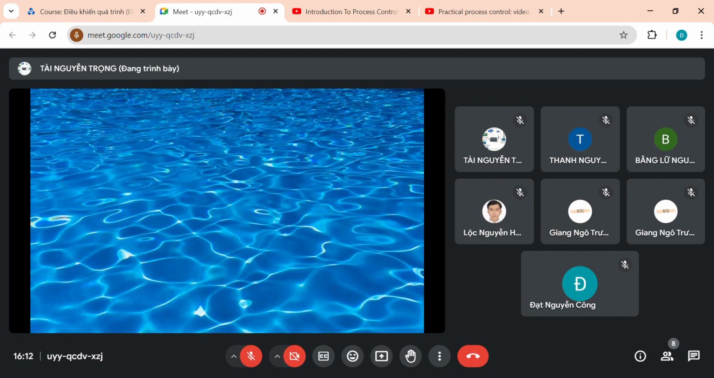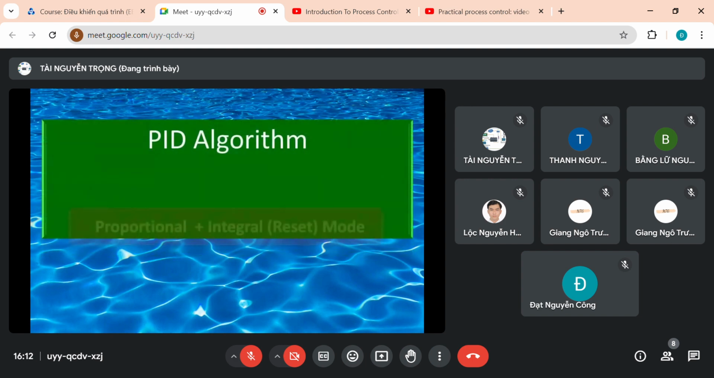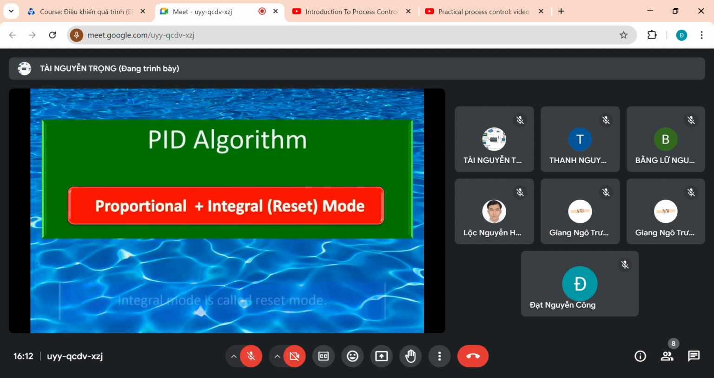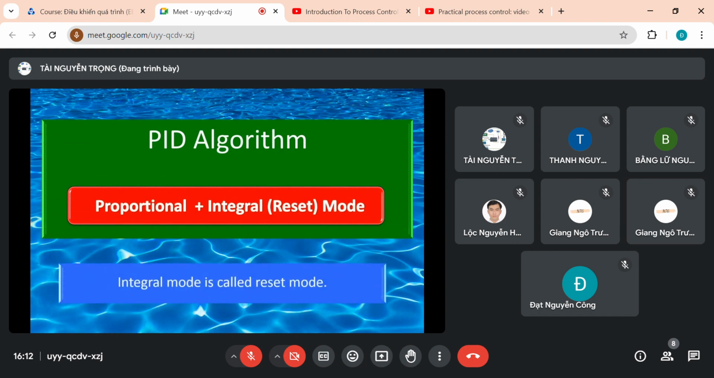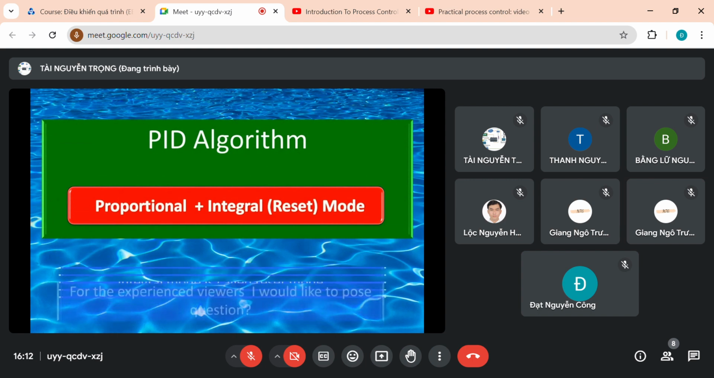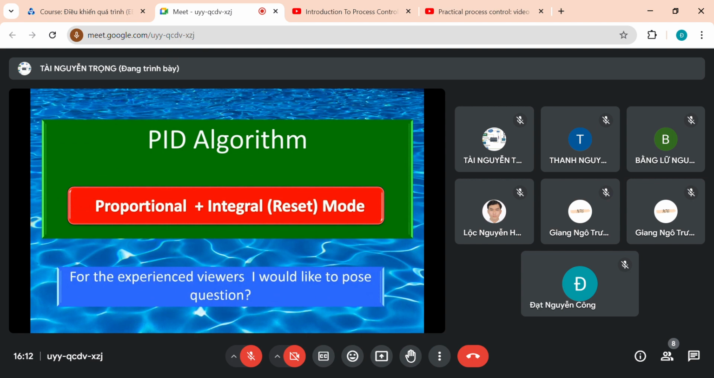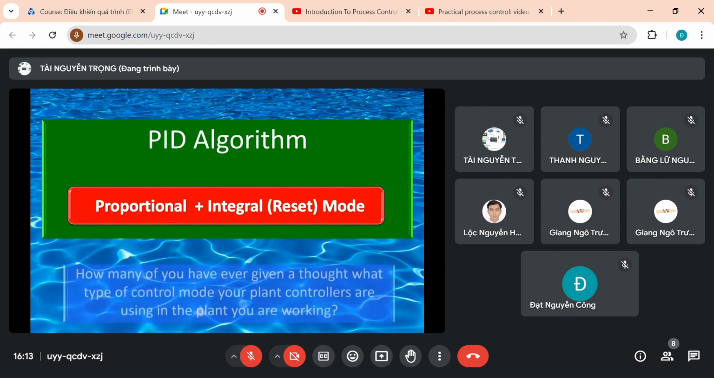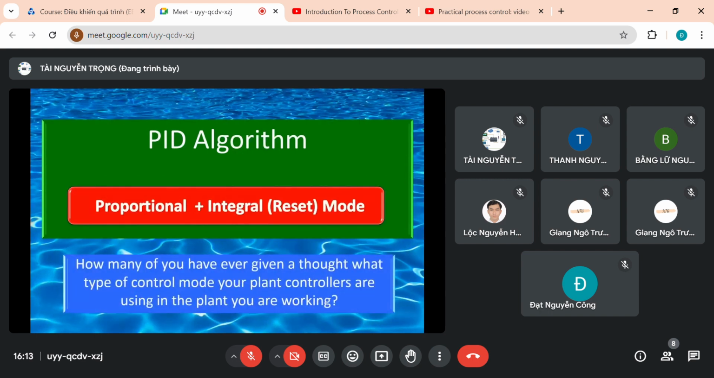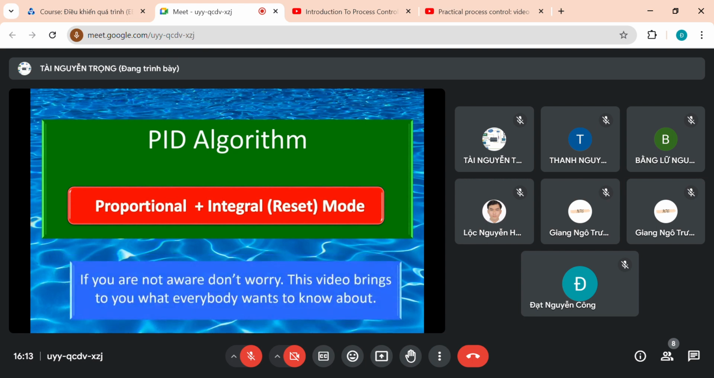PID algorithm, proportional plus integral mode. Integral mode is also called reset mode. For the experienced viewers, I would like to pose a simple question. How many of you have ever given a thought to what type of control mode the plant controllers are using in the plant you are working? If you are not aware, don't worry. This video brings to you what everybody wants to know about.